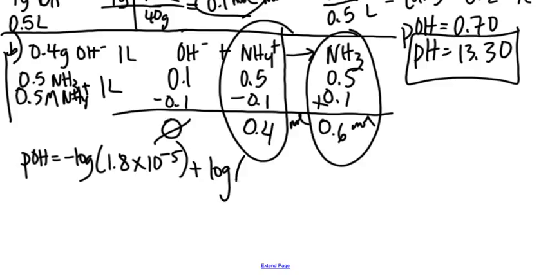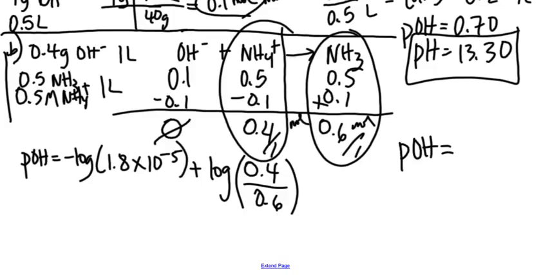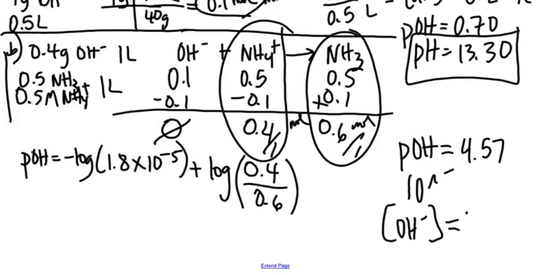Plus the log. Are you okay with me not converting those to molarity? Yeah. Okay, it would be the same thing. Oh, it's 1 liter, so I did convert them to molarity. One. And so I get what over what? 0.4, 0.6. Ion over base. So what is my pOH? And then 10 to the negative of that, because I need the OH concentration as my final answer. 2.7.